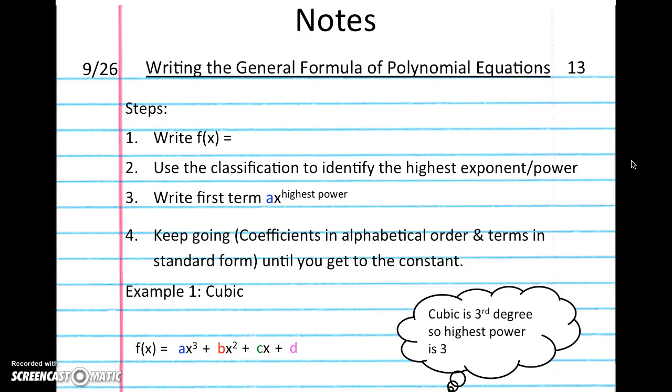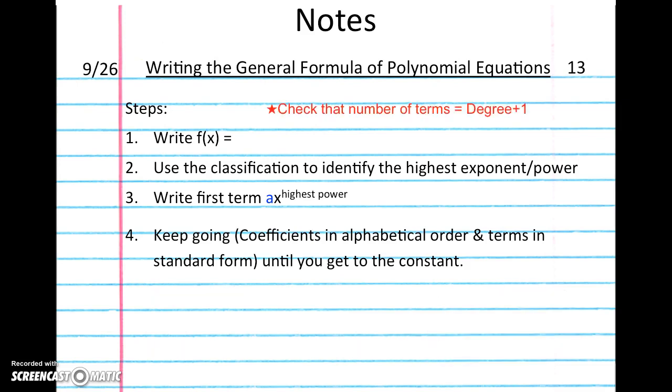All right, let's look at another example together. Don't forget that constant. The next example that we're going to look at is a 6th degree. And you're going to write this example underneath as well.